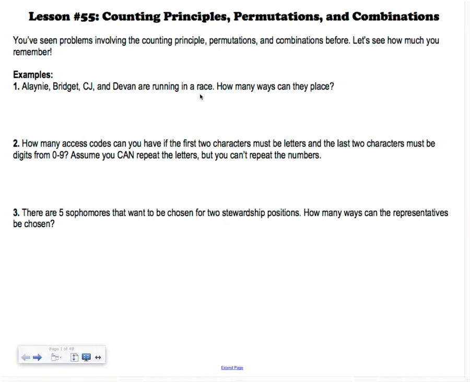So I've told you before, my nieces and nephews are named Eleni, Bridget, CJ, and Devin, which is very convenient for these types of problems, A, B, C, D. So how many ways can they place? So they're running in a race. How many ways can they place?